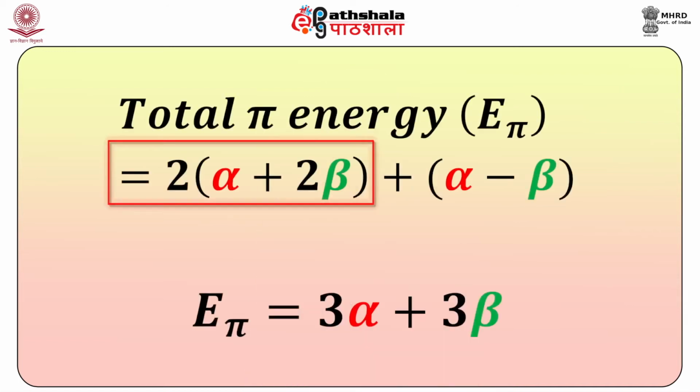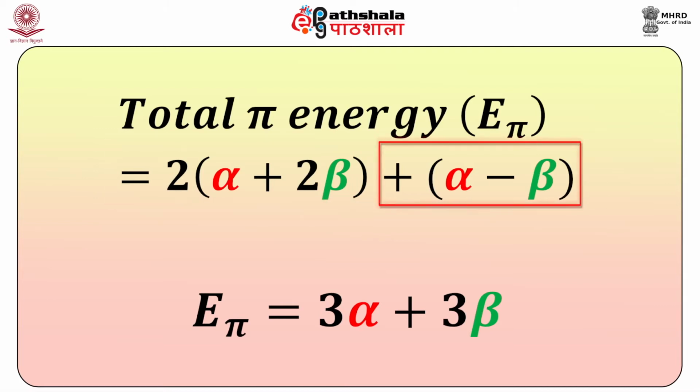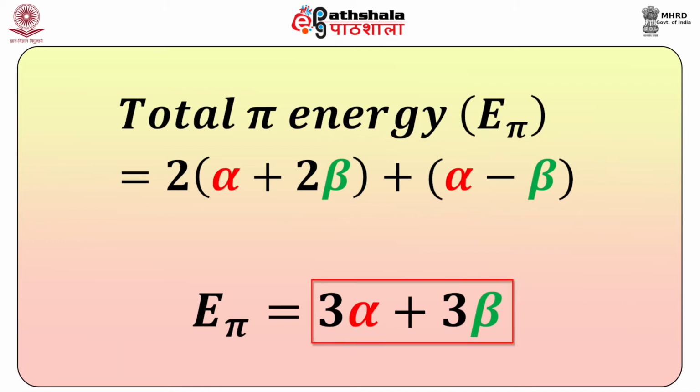And this, as you can see here, will be equal to 2 times alpha plus 2 beta plus alpha minus beta. That means it comes out to be 3 alpha plus 3 beta. That's the total pi electron energy of cyclopropenyl radical. Now we will calculate the resonance energy.